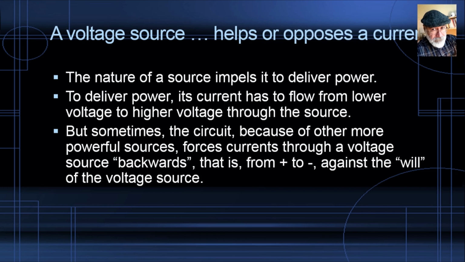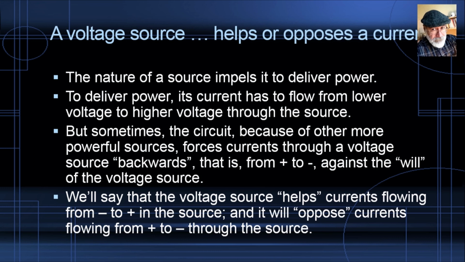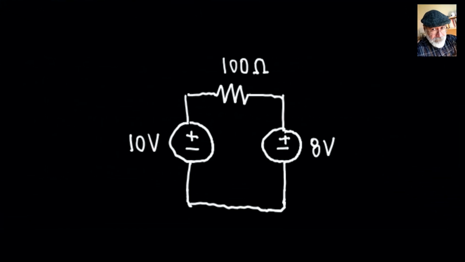What I mean by backwards is that it forces the current to flow through the V source from plus to minus, against the will, if you wish, of the voltage source. We say that the voltage source helps currents that flow from minus to plus through the source, and it will oppose currents that try to flow, or that flow, from plus to minus through the source. Let's have a look at a little example, helping and opposing.